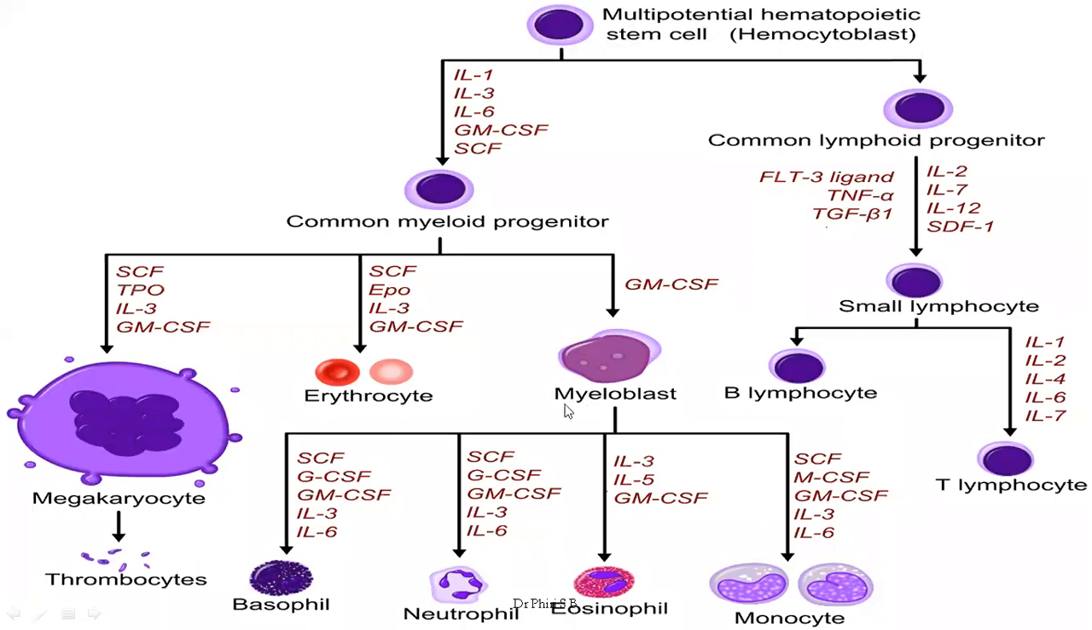Okay, the monocytes are still coming from the myeloblasts. So you have these factors that will stimulate it to become the monocytes. The monocytes and the lymphocytes are called agranulocytes because you can't appreciate granules within their cytoplasm.